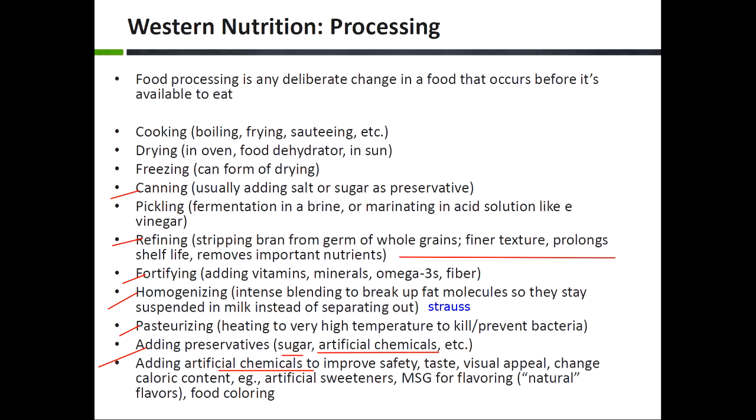And of course, you don't even want to get me started on MSG. It is responsible for so many problems. If you've ever worried about weight gain, MSG can actually trigger obesity in rats. Turmeric is the best food coloring.